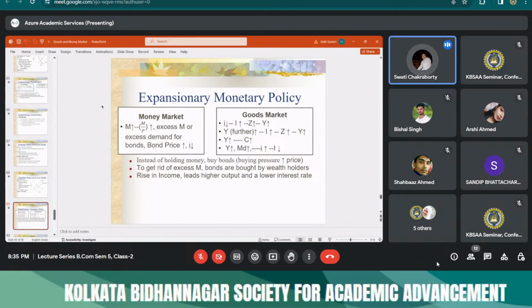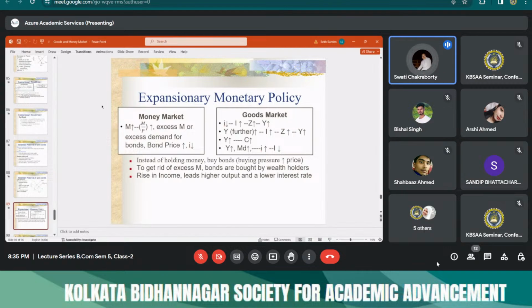Now it affects the goods market also, because rate of interest going up means what? The cost of borrowing goes higher. So people, that is firms, are not willing to go for investment. So private investment I starts decreasing.